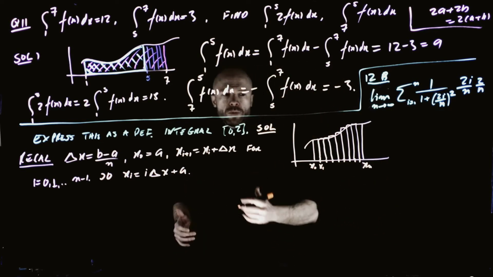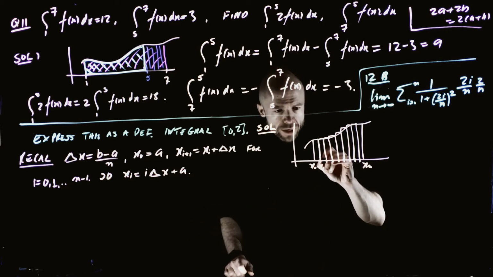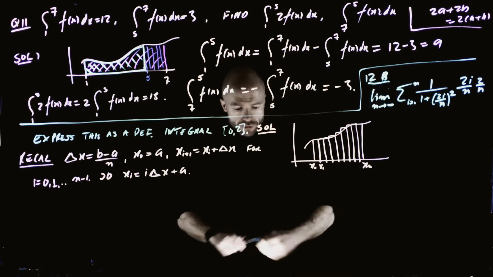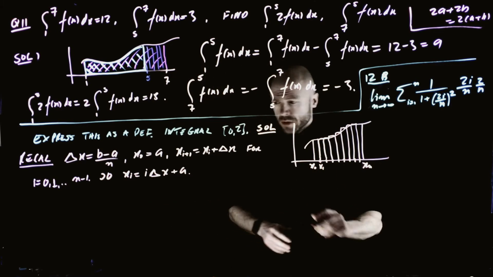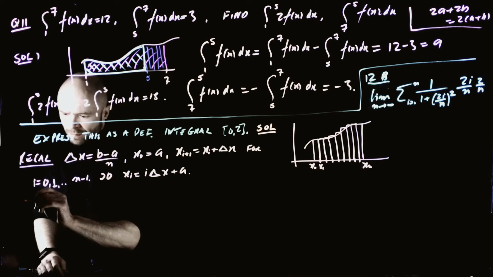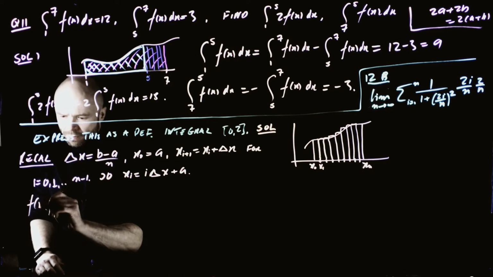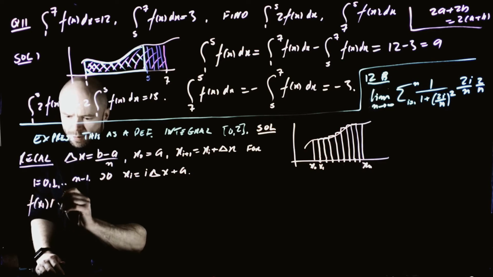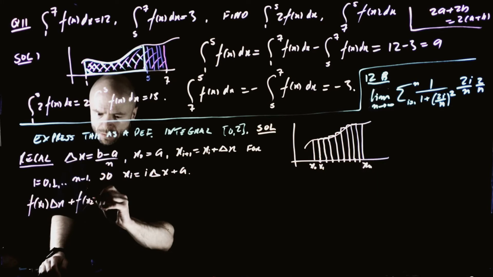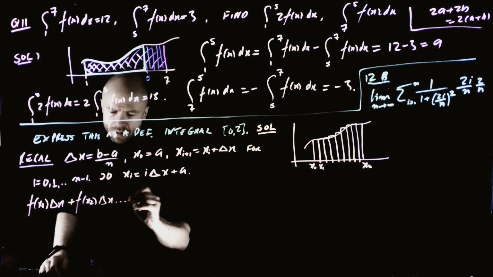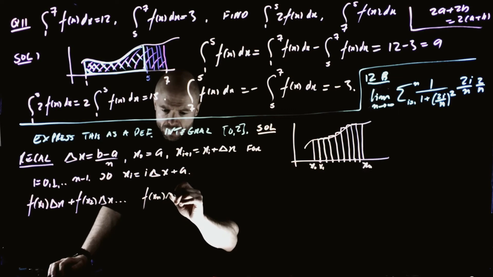And if we do the right endpoint approximation, where we define the height by the right endpoint of each interval, then the first rectangle will be f of x1 times delta x. The next one will be f of x2 times delta x, and so on. And the last one will be f of xn times delta x.